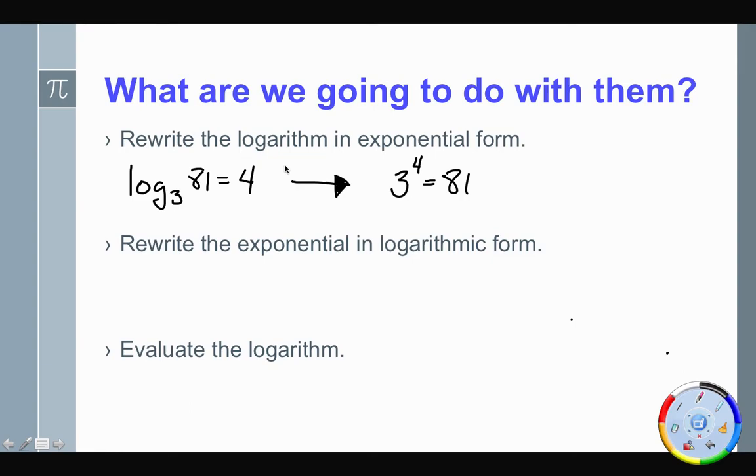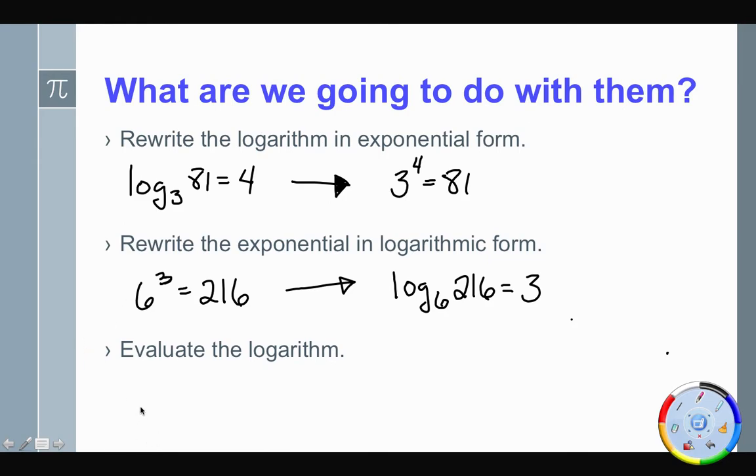We're going to rewrite exponential equations into logarithmic form. So we're going to be taking, let's say, 6 to the power of 3 is equal to 216. And we're going to be rewriting that in logarithmic form, saying log with the base 6, because the exponent's base is 6, of 216 is equal to 3.